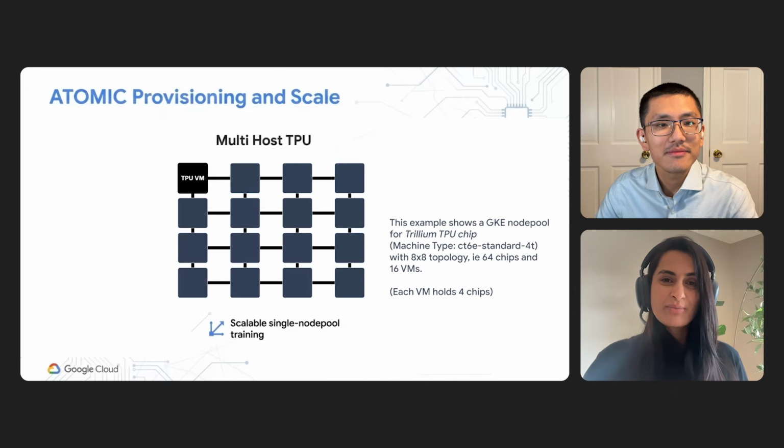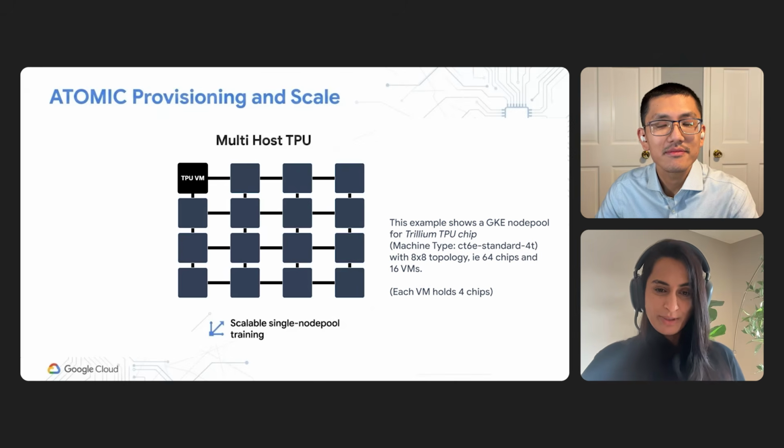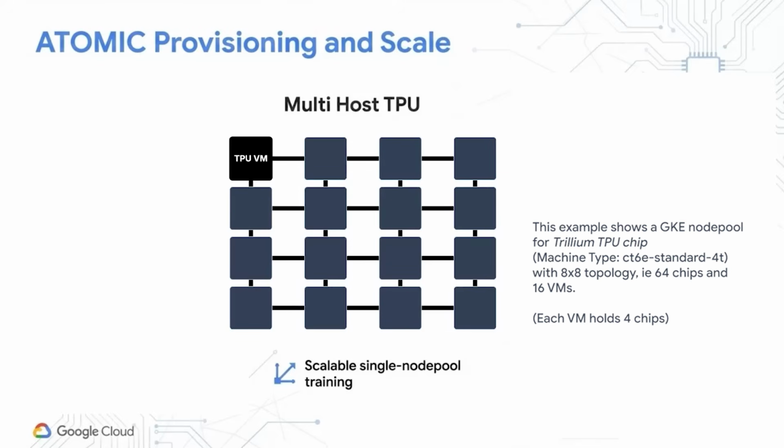Here I'm showing you a multi-host TPU. In a multi-host TPU, as you can see, there are multiple TPU VMs within the same node pool, in a single node pool. And I want to create a 16 by 16. Each VM has 4 chips, so here I have about 4 cross 4, about 16 VMs. Yeah, exactly. It's quite a lot.